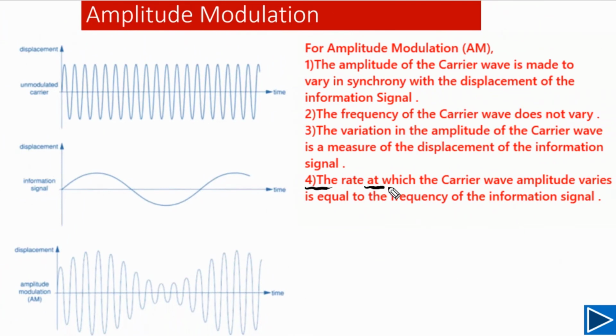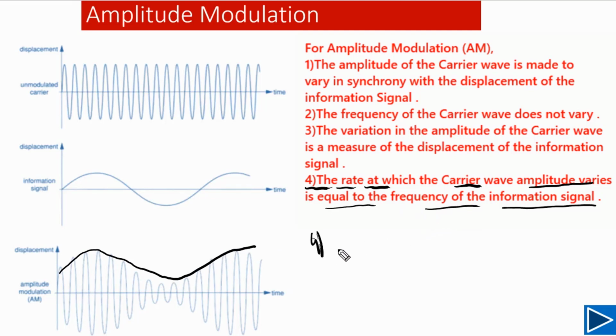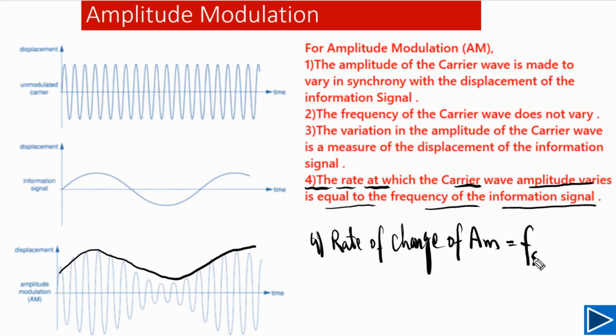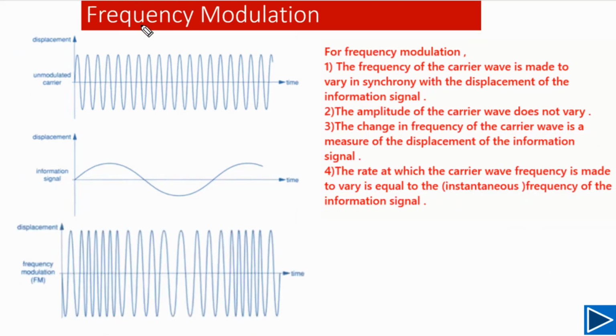Next point is telling us the rate at which the carrier wave amplitude varies is equal to the frequency of the information signal. Rate simply means that the number of times the amplitude of modulated wave increases, decreases, and then increases is depending on the frequency of the signal. Or we can simply say that rate of change of amplitude of modulated wave is equal to frequency of signal. Now we have good understanding of amplitude modulation.